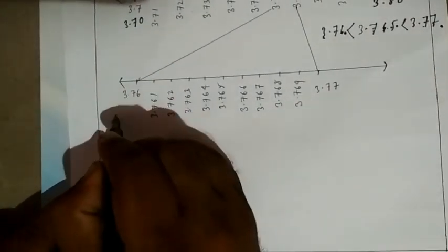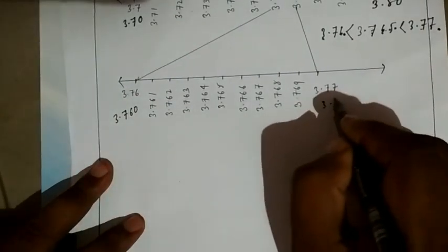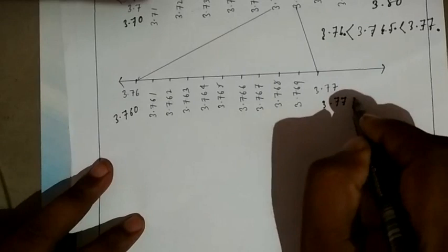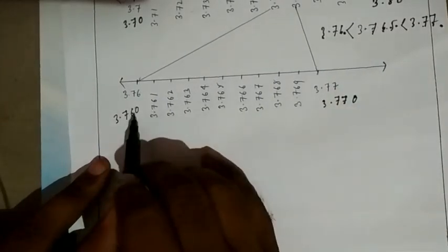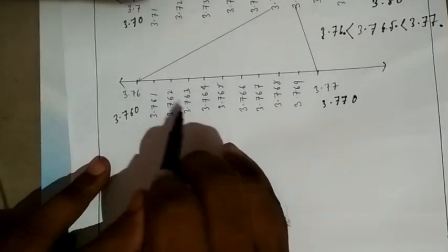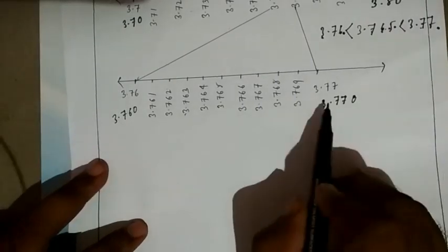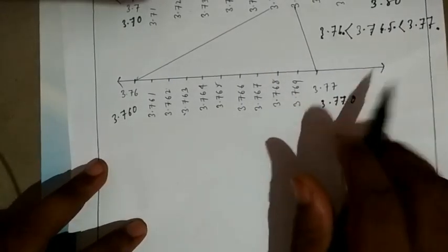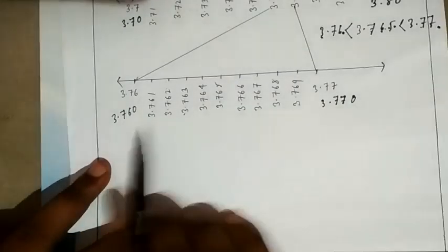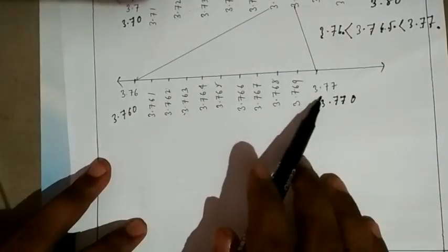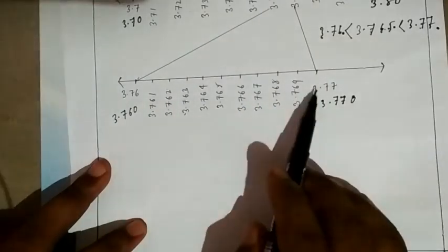Here listen, 3.76 you can write as 3.760, 3.77 you can write as 3.770. Now the next parts will be 3.761, 3.762, 3.763, in that way up to 3.770. Next will be 3.771.